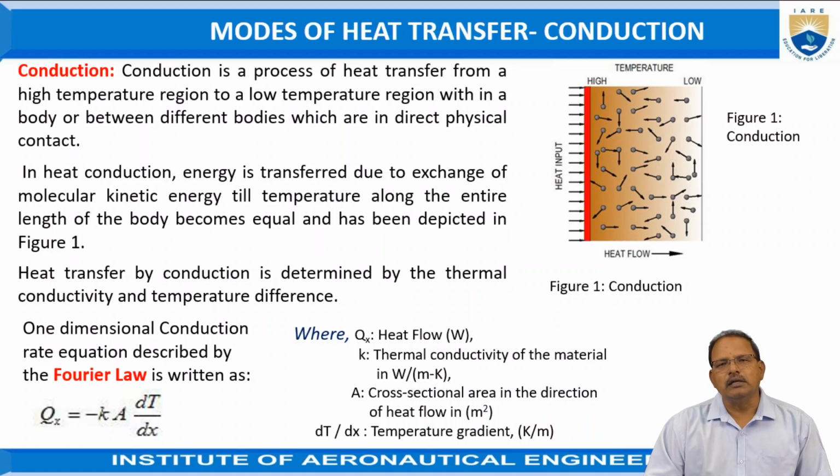Hence, this equation can be represented as Qx = -K A dT/dx, where K represents the thermal conductivity of the material, generally expressed in watts per meter per degree Kelvin. A is the cross-sectional area in the direction in which the heat energy is flowing, and dT/dx is called the temperature gradient, that is, the change in temperature per unit length.